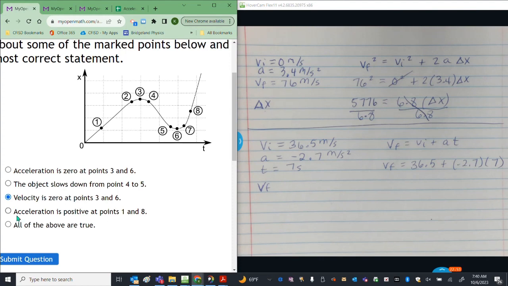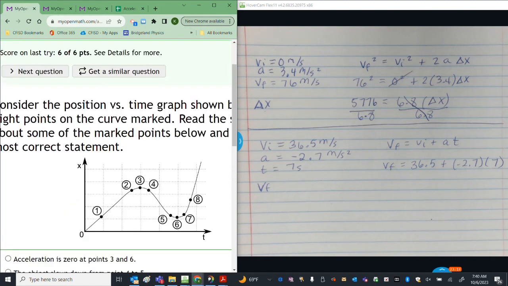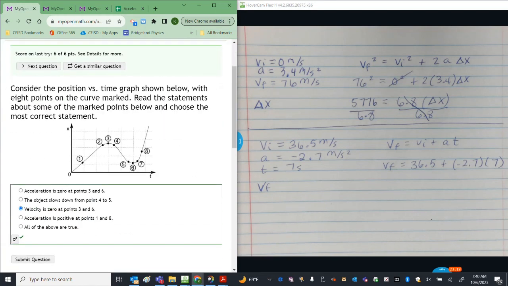Acceleration is positive at points 1 and 8. My slope is positive, but it's a straight line. Okay, and so that's just, if it had said velocity is positive, then yes. Okay, but not acceleration here. My acceleration is actually 0 because those are on straight lines. Okay, so your answer here is velocity is 0 at points 3 and 6. Does anybody still have a question about this problem? No? Okay.